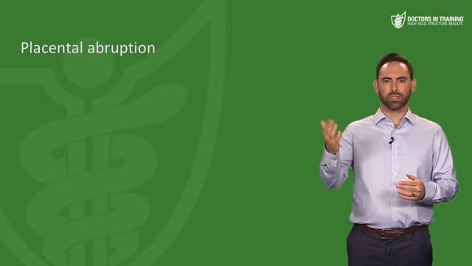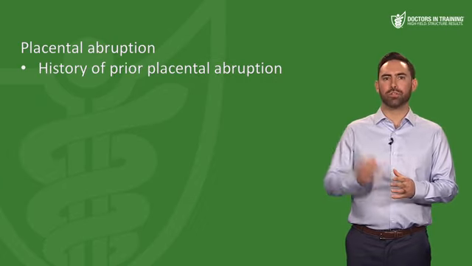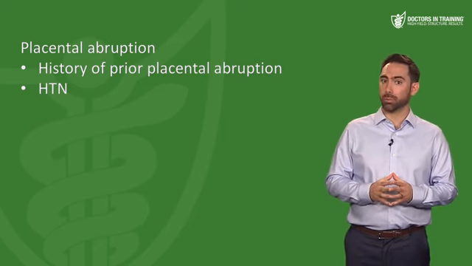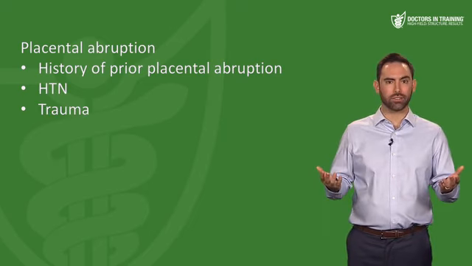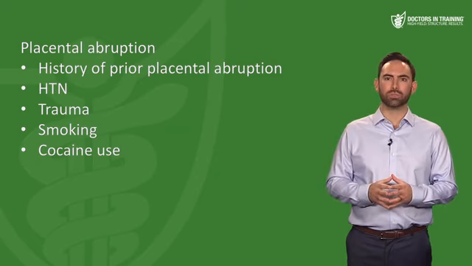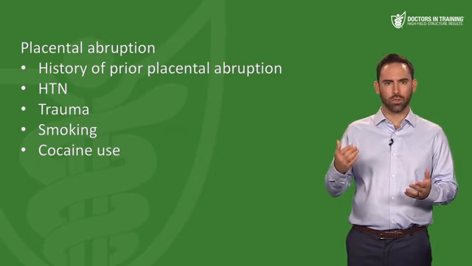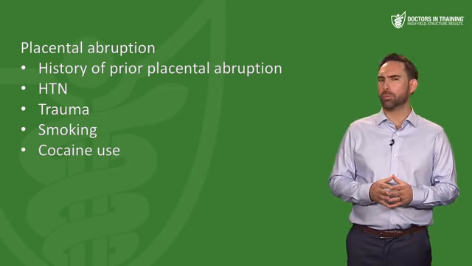Risk factors for placental abruption include history of a prior abruption, hypertension, including pregnancy-induced hypertension, trauma like a car accident, smoking, and cocaine use. Test writers especially like to use cocaine use as a clue for placental abruption, so remember that one.